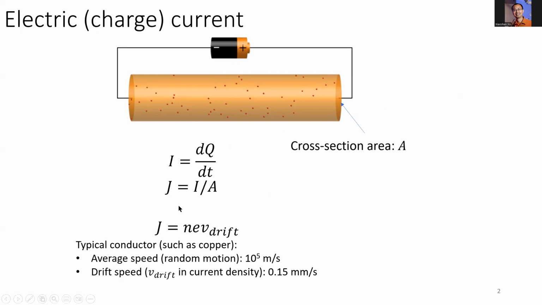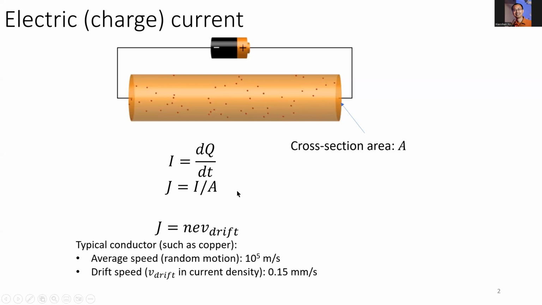Okay, so when you talk about charge current, or simply electric current, you think about a lot of charges that move around and go across a cross-sectional area. And the charge current basically is defined as the amount of charge that goes through this cross-section per unit time. Related to that is a concept called charge current density, basically the current divided by the area. That's the operational definition.